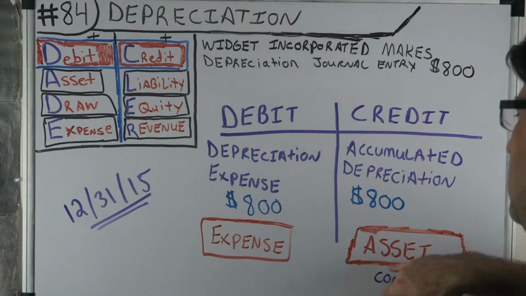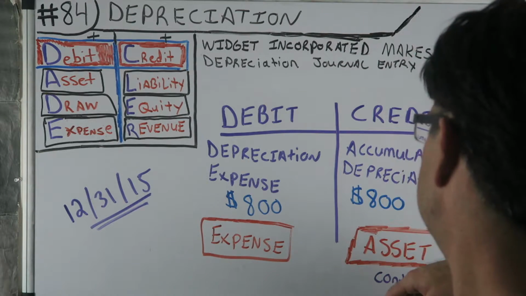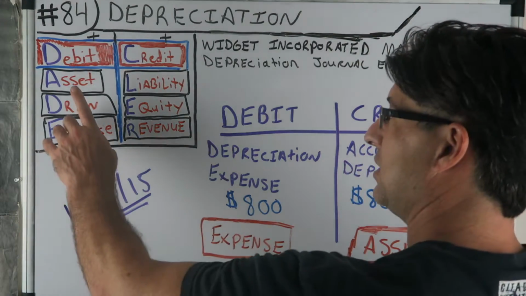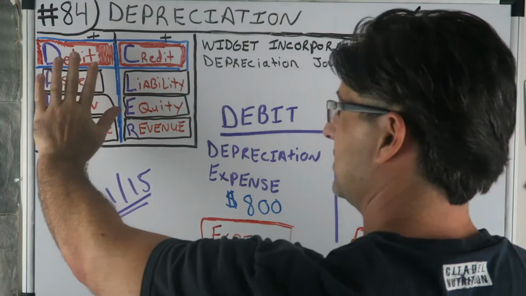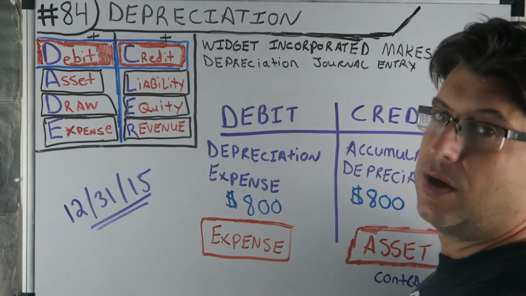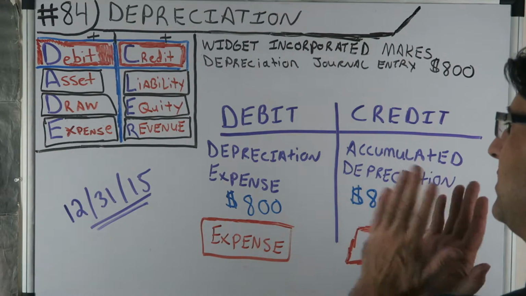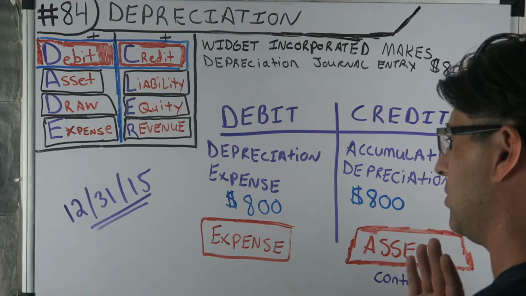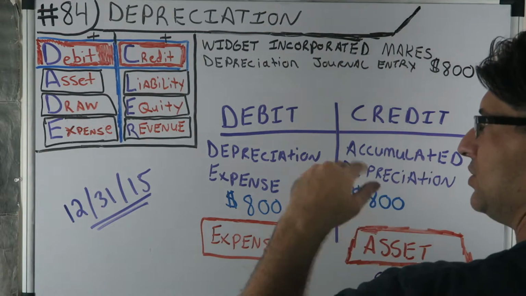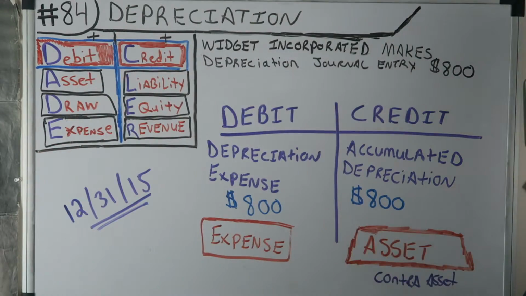It's a contra asset. Let's see. So it's going down. It's a contra asset because a normal asset has a positive debit, and this is a contra asset because it has a positive credit. It's kind of weird. But anyways, that's the credit. The debit is depreciation expense, $800, and it's an expense. So, as you can see on DC Adler, an expense going up is a debit. And that's the journal entry.